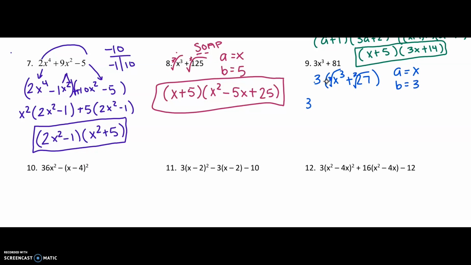So I'm going to bring down my GCF of 3. My binomial will be x plus 3, same sign as the problem. Then square a, so that's x squared. Opposite sign of the problem, 3 times x is 3x. And then square b, which is 9. And now it is factored.